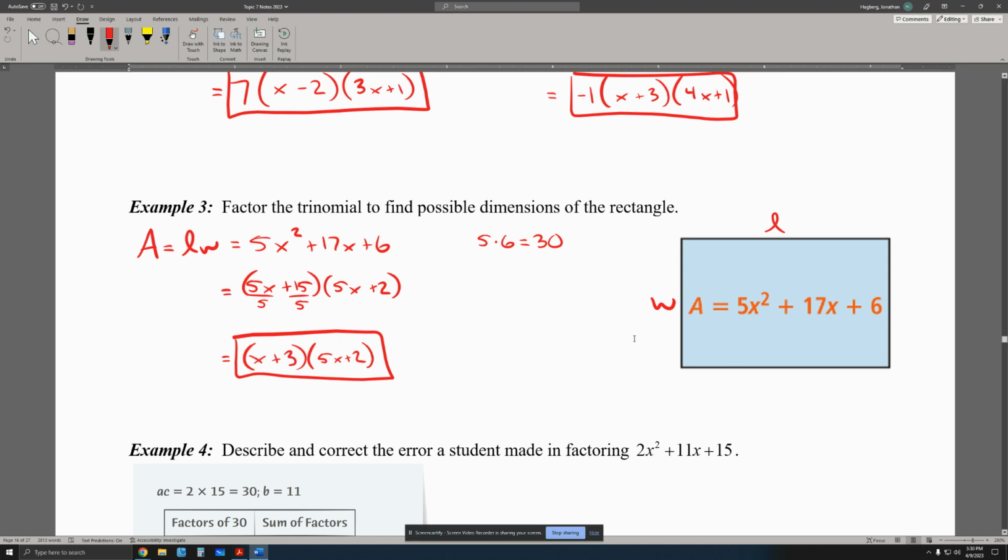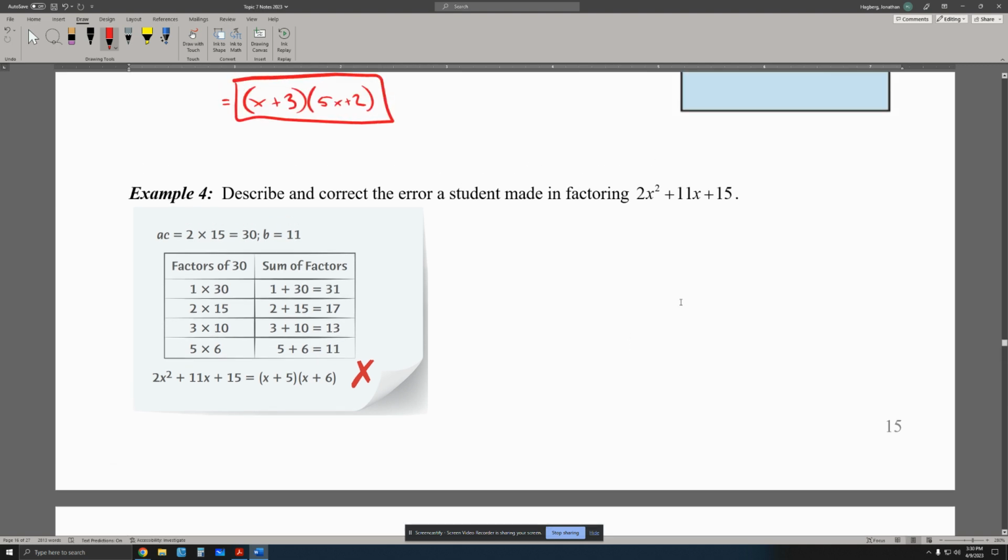Okay. Example 4. This is our last one for today. Describe and correct the error the student made when factoring 2x squared plus 11x plus 15. Okay. So the student found the product of a and c, 2 times 15, to be 30. We're looking for these factor pairs to add to 11. So the student found each of the factor pairs of 30, 1 and 30, 2 and 15, 3 and 10, 5 and 6. Excellent. Out of these factor pairs, the only one that adds to 11 is 5 and 6. The student correctly identified the factor pair.